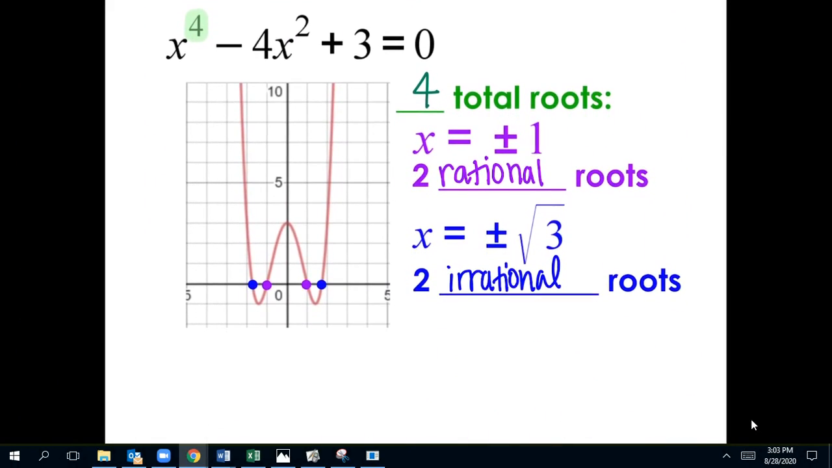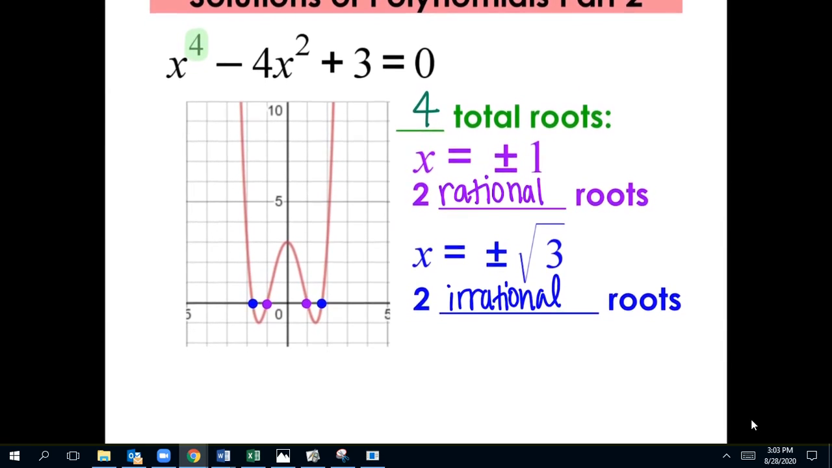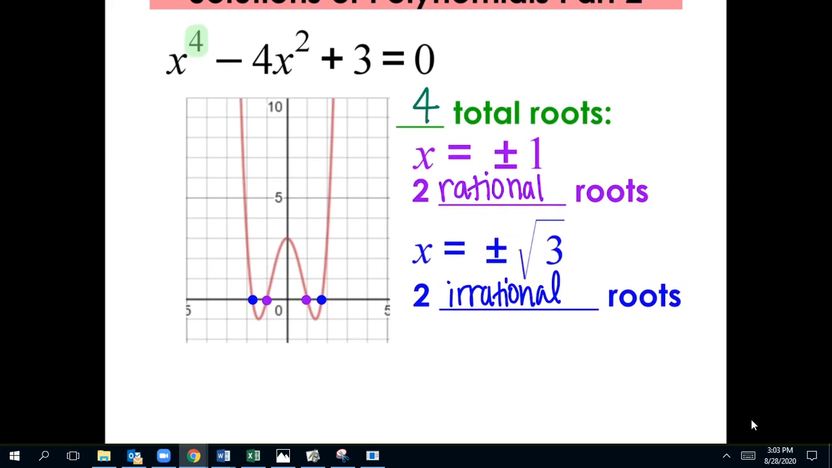And what I want you to see is that we have 4 total roots because of the 4th power, 2 rational roots at 1 and -1, and 2 irrational roots at -√3 and +√3. Those, if you convert them to decimals, are about -1.7 and +1.7, but we will not want you to write decimal answers down for these at this time.